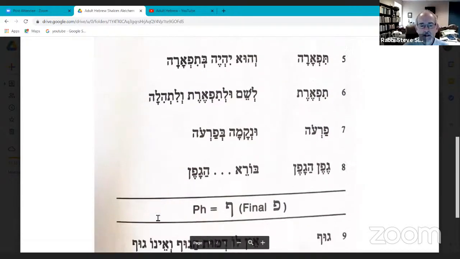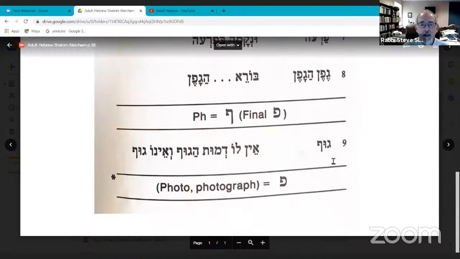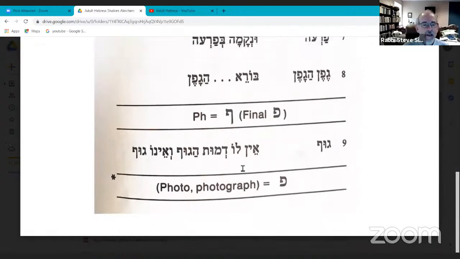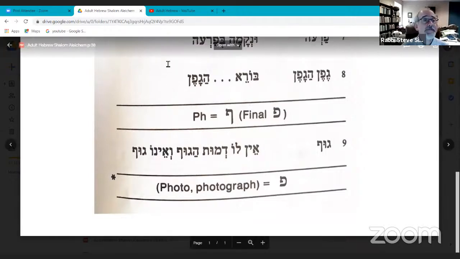I think that's enough practice. Look at the final Fey, goof. Example, ein lo demut ha goof, ve'eno goof. Okay, we are leaving the Fey behind. And we are, just give me a moment, going to get to the next element.